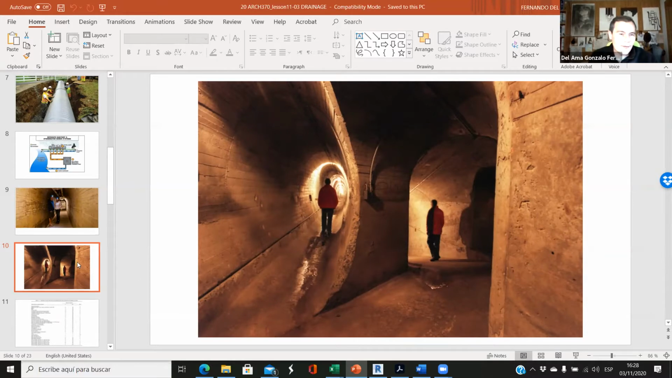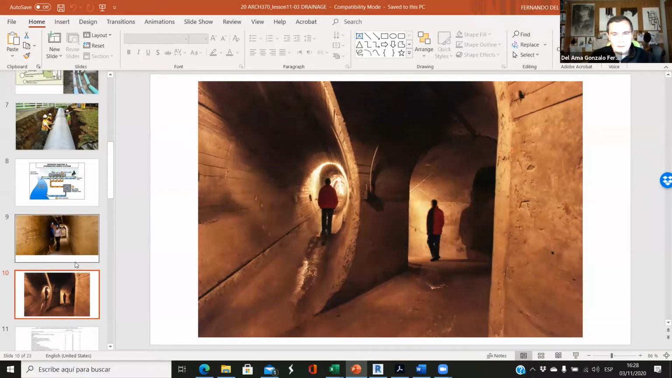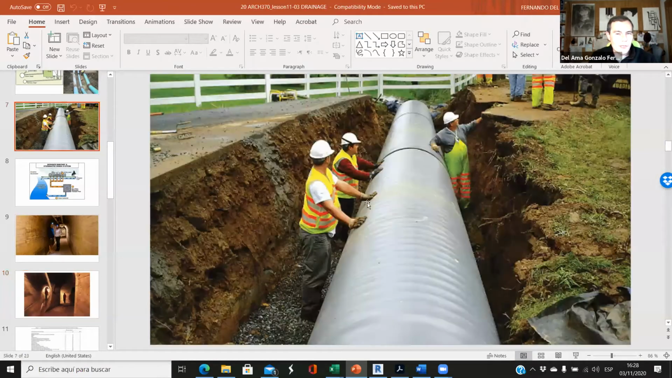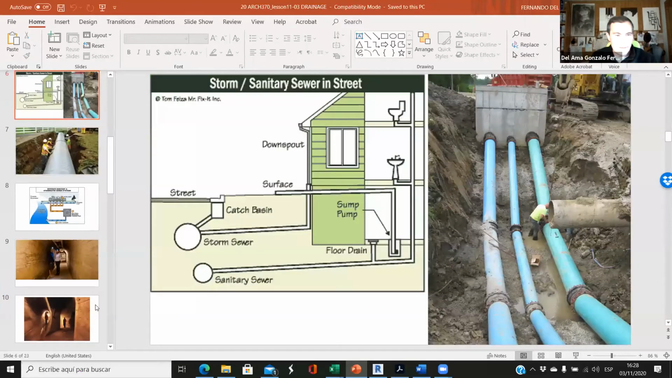These galleries depend on the city. In large cities, they usually have galleries. I don't know in Keene if they have galleries or they have trenches with these kinds of things. I think this is what happens in Keene, as far as I know.